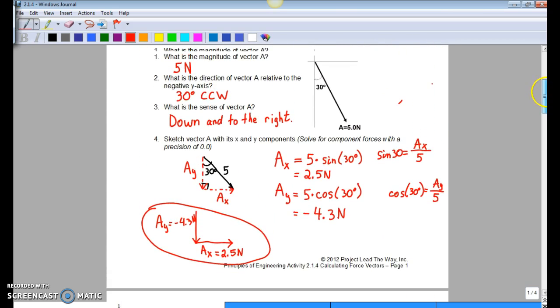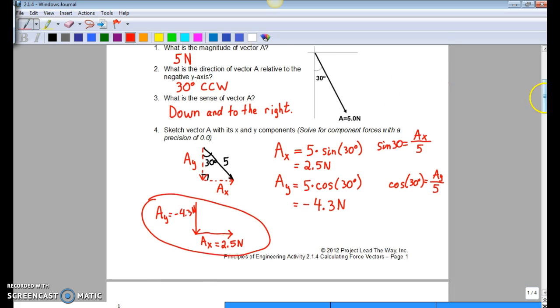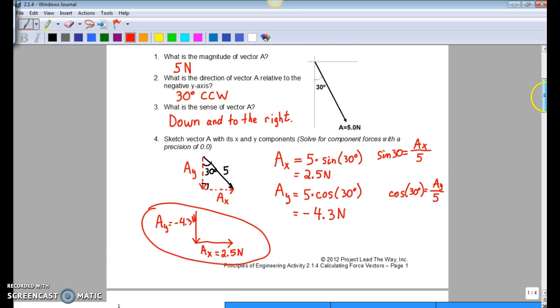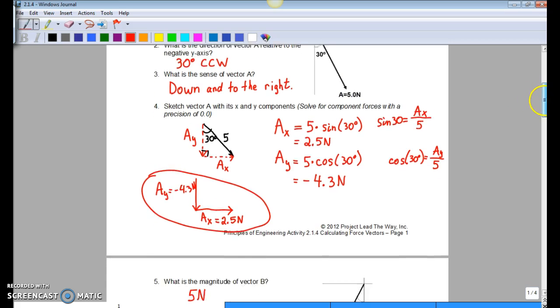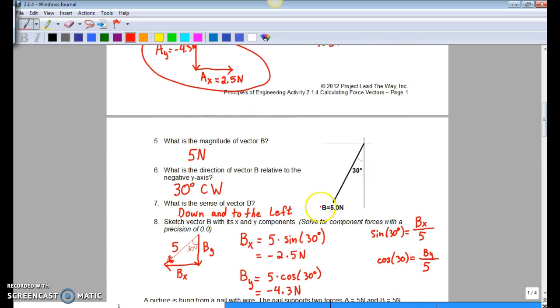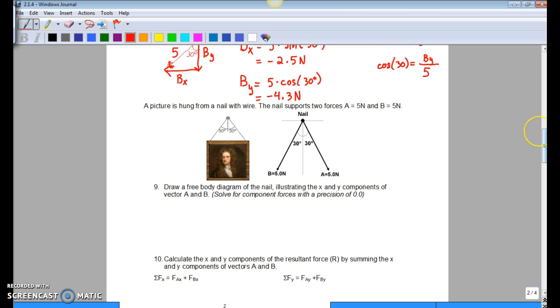So questions 1 through 4, you're really looking at vector A of the nail. So notice 30 degrees, A is 5 newtons. Okay, keep that in mind. We have B 5 newtons, 30 degrees down and left, and there you go. So what we're doing is putting them together, and what we want to do is get a free body diagram of the combination of vectors A and B. So that combination just simply looks like this.